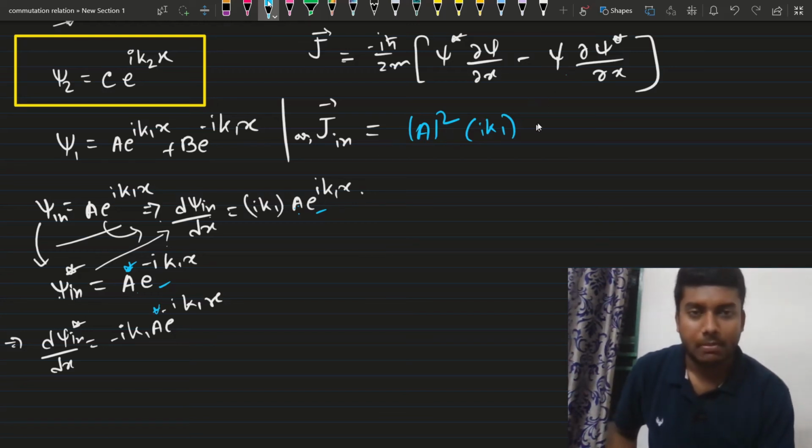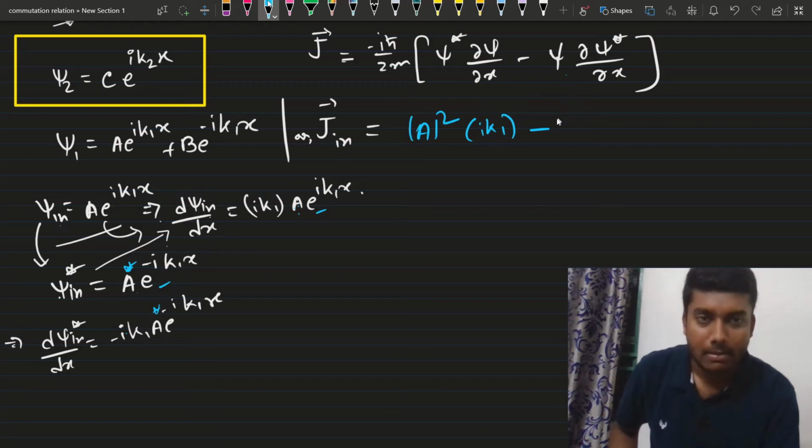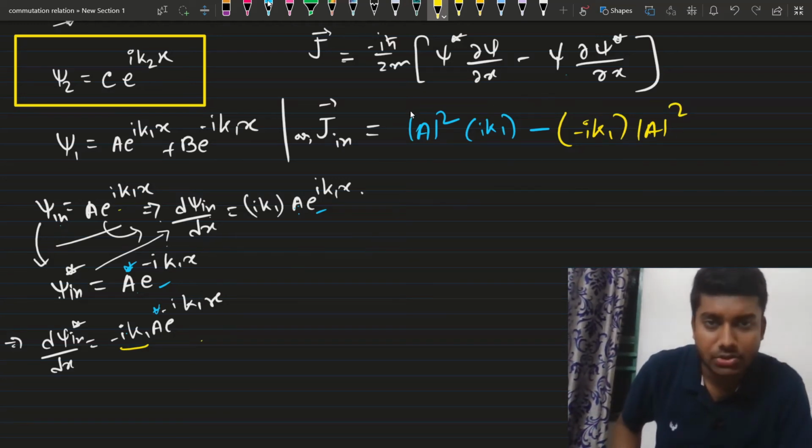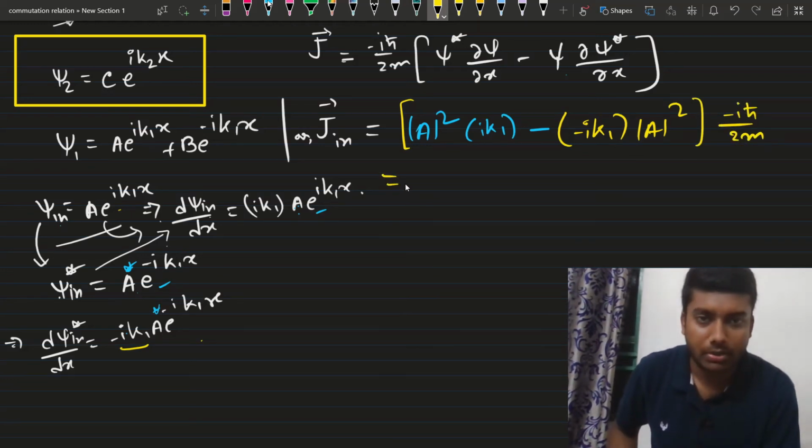Now this term minus this term, psi into this, means minus i k1 times this thing. This is mod of A squared, and the exponential will just cancel out. So this will be the actual result, and outside it is minus ħ over 2m i. So what will this be? This will be just equal to.